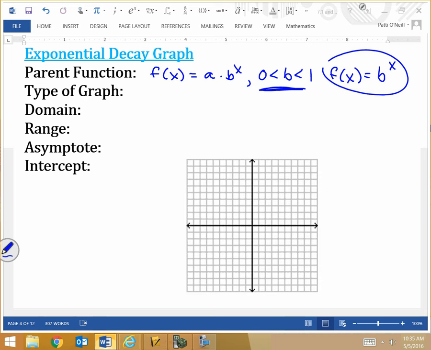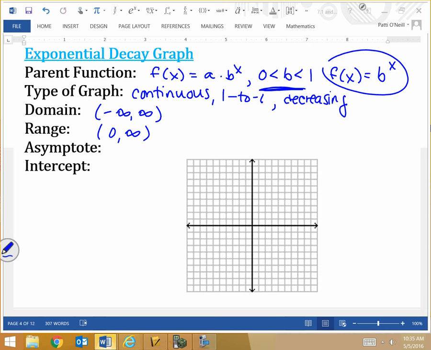This, again, is considered to be a continuous graph. It's still 1 to 1. And this time, instead of increasing, it's decreasing. The domain is the same as the one of exponential growth, negative infinity to positive infinity. Its range is exactly the same from 0 to infinity. It has the same asymptote, so it runs along the x-axis, and it has the exact same intercept. So really, the only change here is that it's a decreasing function because our base goes between 0 and 1.